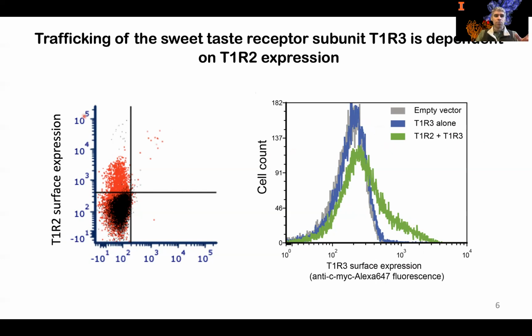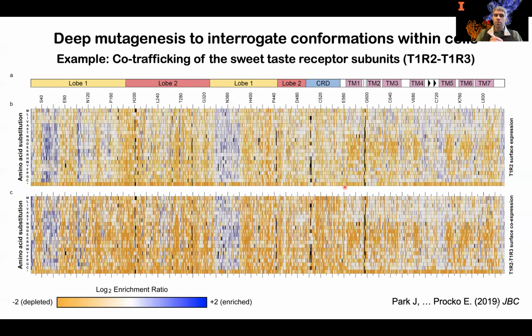We made a library on T1R2, and we sorted that library by FACS for folding and surface trafficking of the T1R2 subunit. And then we could do a second selection on the same library where we now looked for co-trafficking of the heterodimer with its partner. So the selection of monomeric T1R2 is shown at the top here, and then at the bottom is the mutational landscape for the selection of heterodimer trafficking to the plasma membrane.